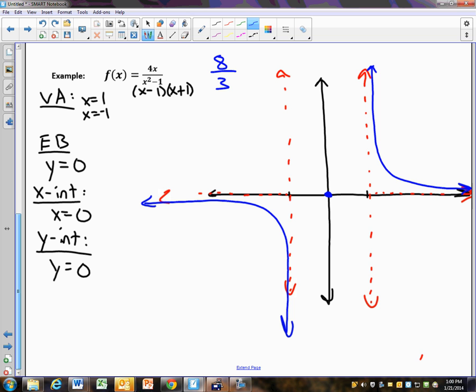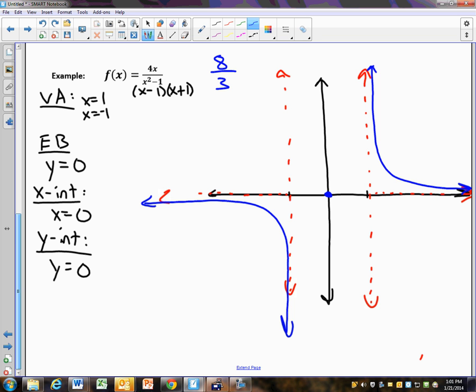Now the question is, what happens in the middle? You've got all sorts of options. Watch my finger here. We could start down, come up and finish down. We could start up, touch down and finish up. We could start up and finish down. We could start down and finish up. We just don't know. The only way we figure out what happens in the middle is you try some points.